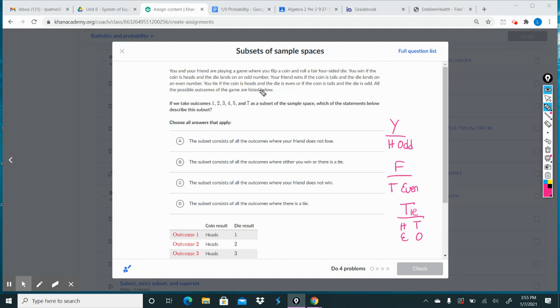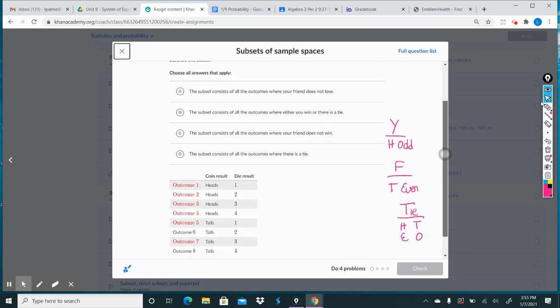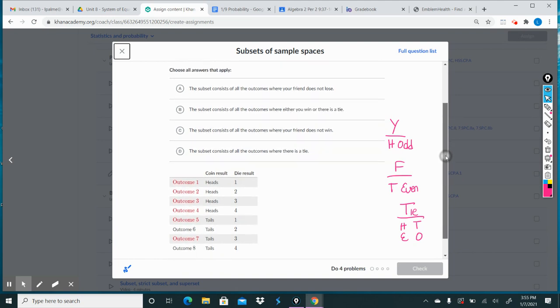All the possible outcomes of the game are listed below. If we take the outcomes 1, 2, 3, 5, and 7 as a subset of the sample space, which of the following statements best describes the subset? Choose all answers that apply. So there's going to be more than one here. You'll notice on the bottom, out of the 8 of them, 1, 2, 3, 5, and 7 are highlighted in red for us. So this gives us a little bit more of an indication of what we're actually looking at. So for the first one, the best thing to do is go through all four answers.